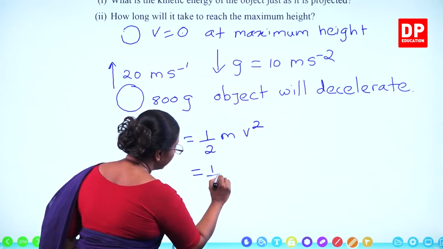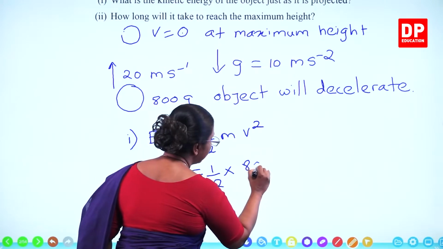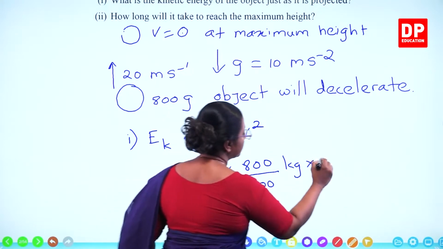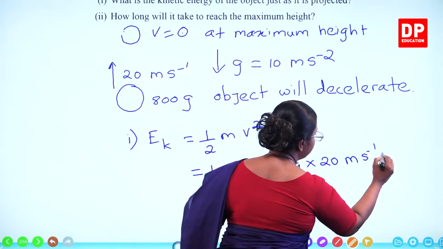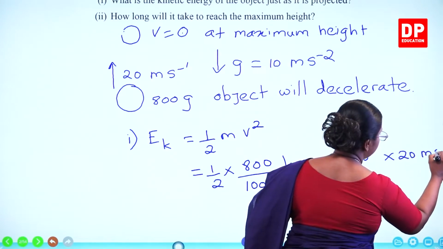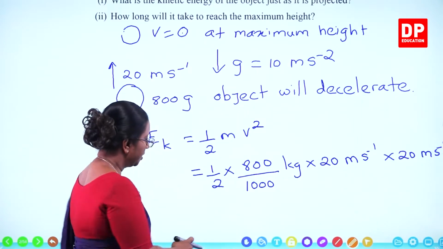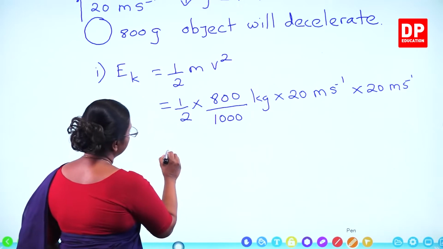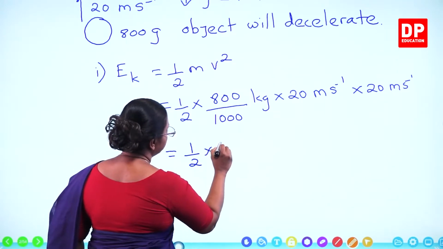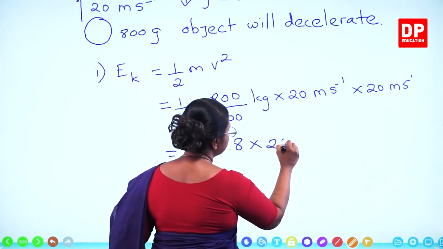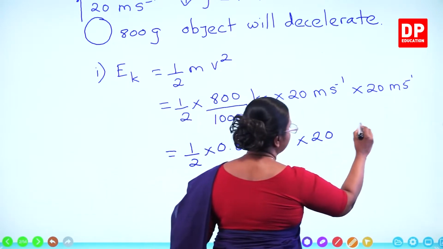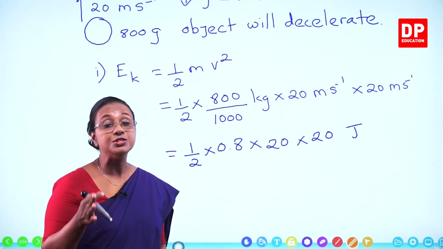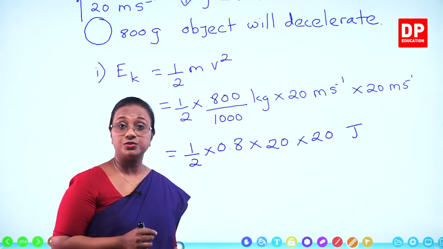Here half into m, 800 divided by 1000 kilogram, into velocity 20 meters per second into 20 meters per second, because it's v squared. So then if you simplify, here you can see half into 0.8 into 20 into 20, that will be again in joules. Work done, energy, all are in joules. The standard unit of energy is also joules.